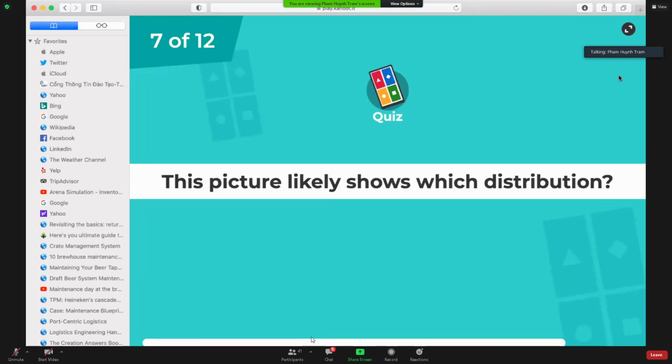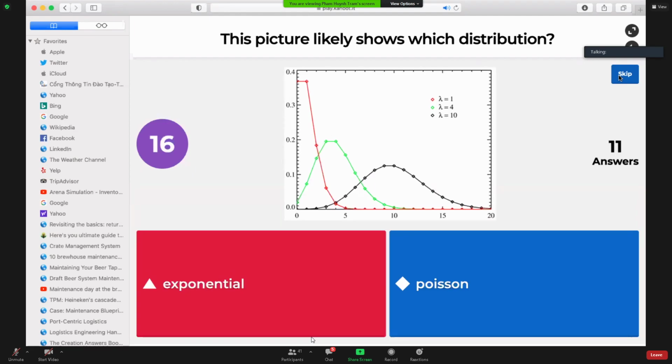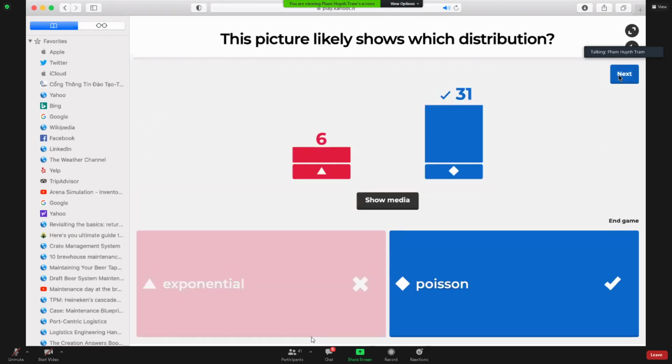This picture likely shows which distribution? All right, it becomes easy based on the previous question, right? So you see the discrete data there, this is Poisson. But remember, for both the exponential and Poisson distribution, we need to use the average rate as a parameter for calculating the probability. Okay, so both use lambda. This is the point that we usually confuse for these two distributions. All right, next one.